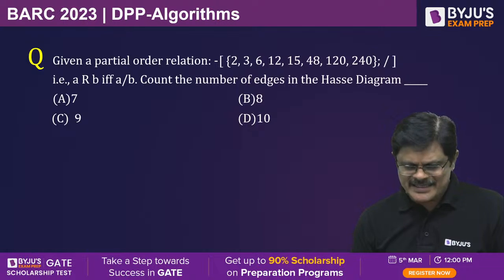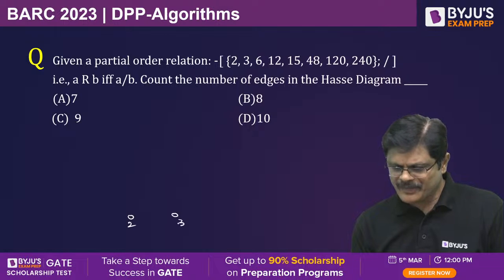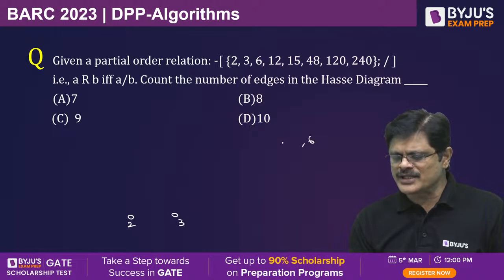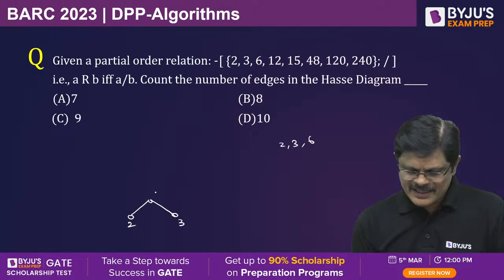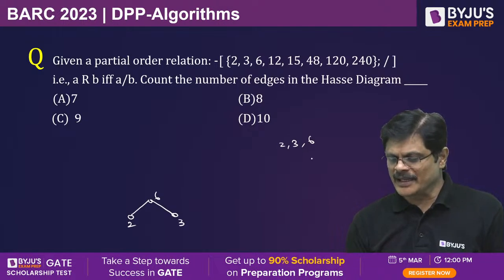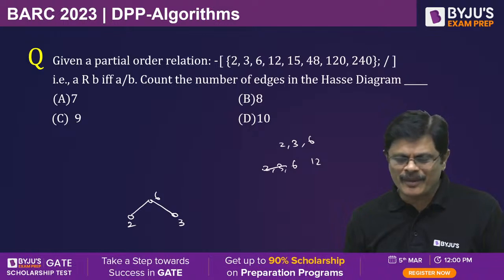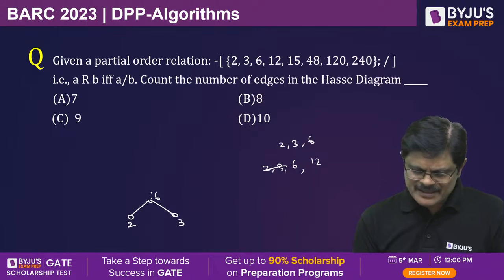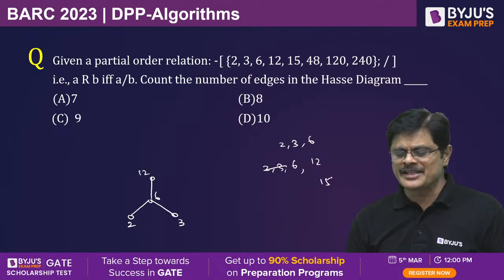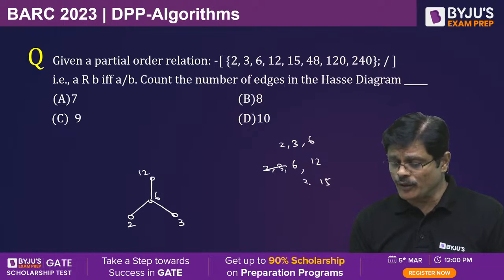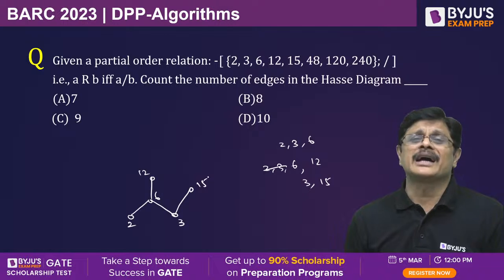So let us see. C is the answer, some people are saying. Let us start with 2, then 3. Then 6. Who are related to 6? 2 and 3 are related because no one is covering them. 6 will cover both 2 and 3. Then comes 12. Who are related with it? 2, 3 and 6. But 2 and 3 are covered by 6. Then 12 will cover 6. Then 15. Which numbers divide 15? Only 3 divides. No one is covering it. So 15 will cover 3.